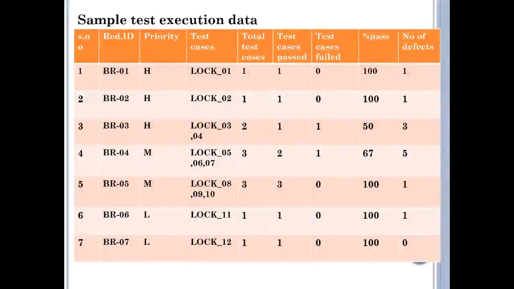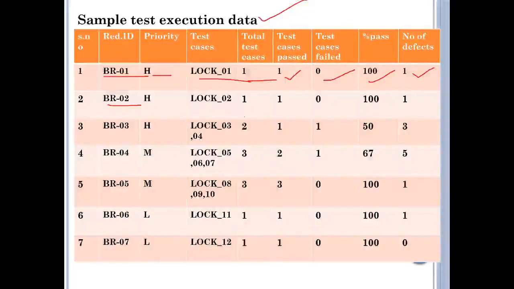Okay, sample test execution data. After testing you can also gather the execution data. See, requirement ID, whether it is tested or not, priority, test case. Total test cases available in that requirement is 1, and after execution it has passed. If the test case failed, you are going to specify it here. Okay, percentage of pass is 100%, it has passed, and the number of defects is 1. Some more defects will be available there, warning messages and all.